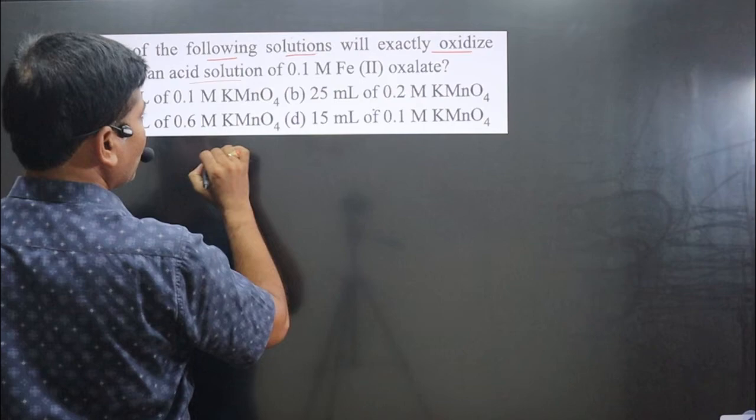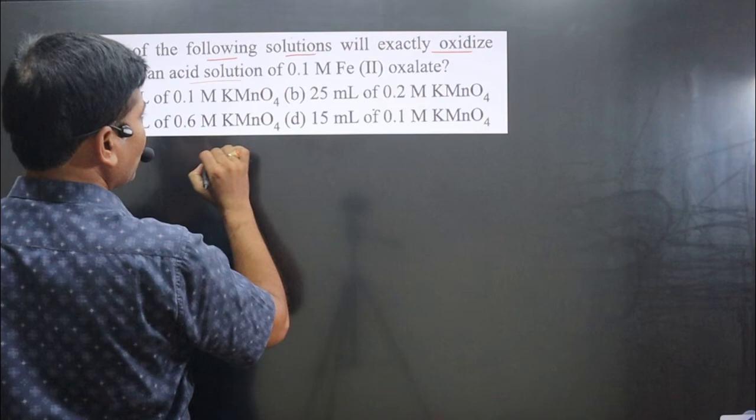Okay, now we can move on to option B. In this case, 25 ml of 0.2 molar KMnO4 solution is given here. For more space we can move to the next page, no problem. So we have 25 ml of 0.2 molar KMnO4 in option B.